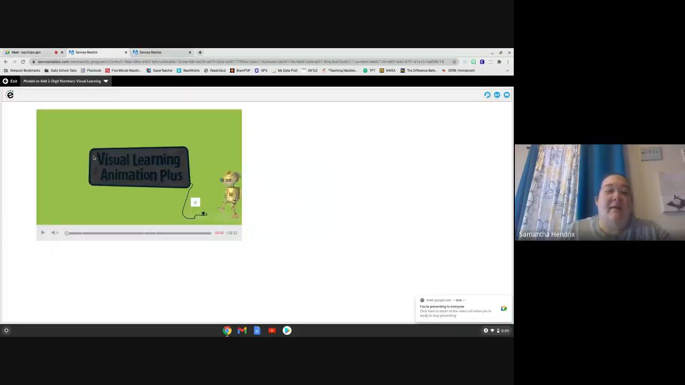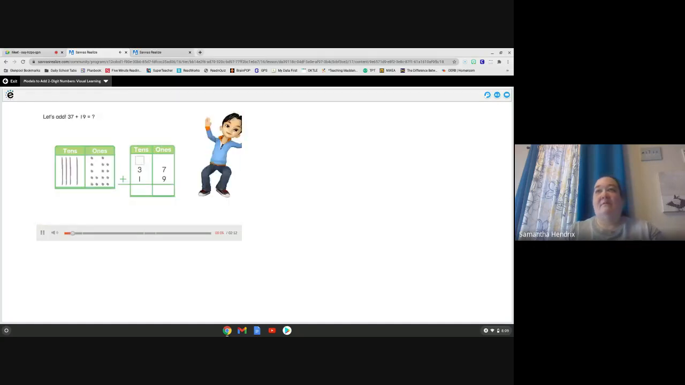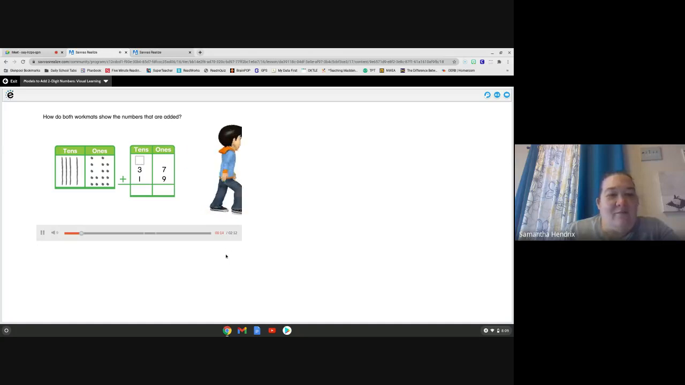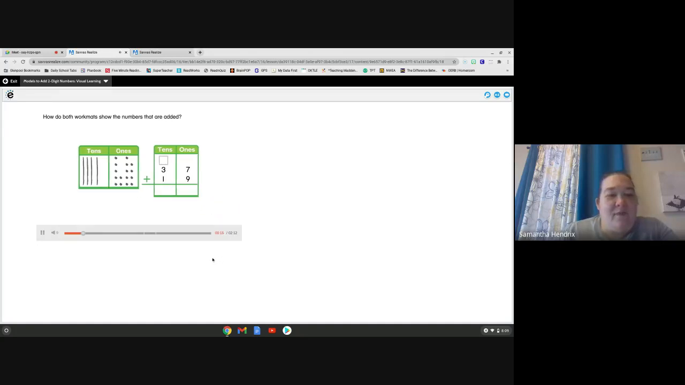Okay, let's look at math. Here we go. Today we're putting it all together. Let's add. 37 plus 19 equals. Look at that. How do both maps show the numbers that are added?